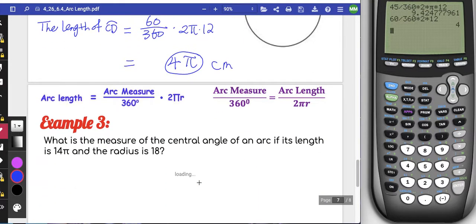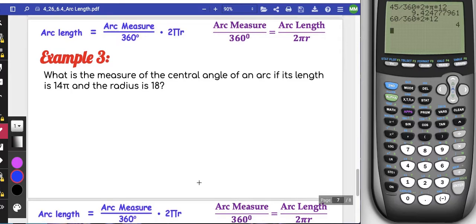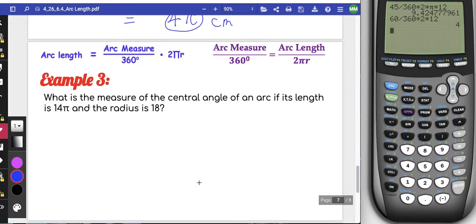Okay, the last example. This example didn't give us a picture. We don't see the picture, right? So let's read this statement here. What is the measure of the central angle? So this is a question. We need to find the central angle. This is the question mark here. And its length is 14 pi and the radius is 18.